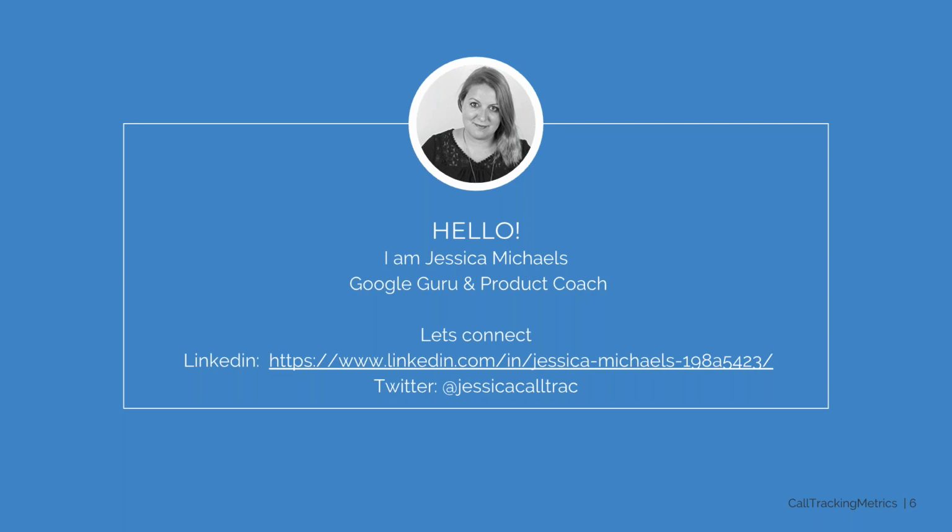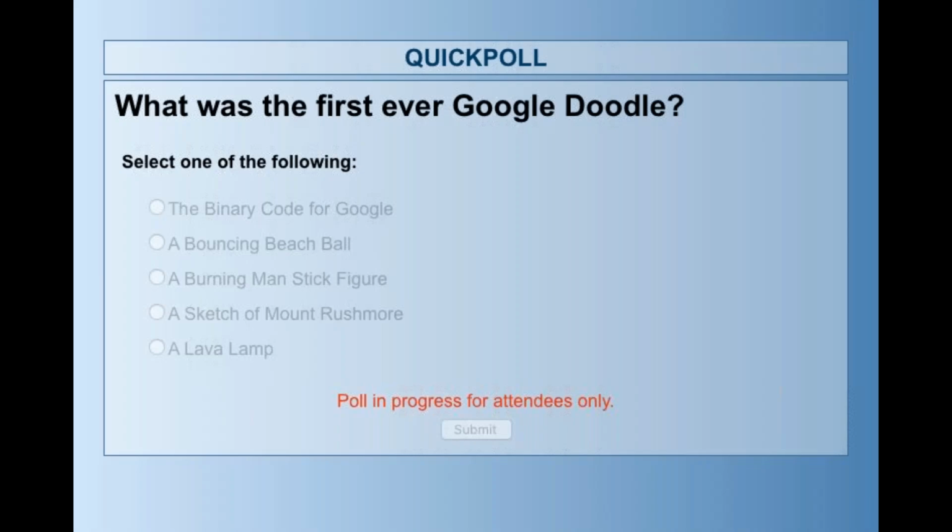Also, if you've ever attended my classes, you probably know that I like to do a fair amount of polls. So here's our first poll for the day. Pop quiz, what was the first ever Google Doodle? Was it a binary code for Google, a bouncing beach ball, a Burning Man stick figure, a sketch of Mount Rushmore, or a lava lamp?